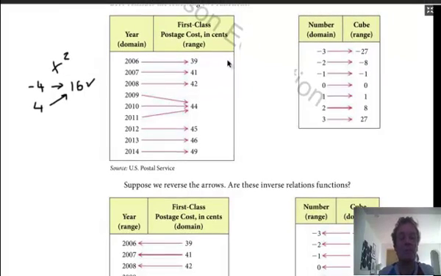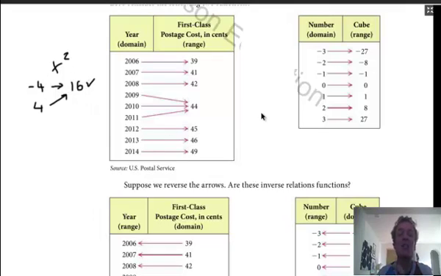Right, let's have a look. Now, this here is a function. Post office, prices of first class stamps. Can you see in 2009, 2010, 2011, the first class stamp was 44 cents. That's okay. Remember, you can have the same answer from different inputs. So same output from different inputs. The classic is the x squared graph. Look, -4 squared is 16 and +4 squared is 16. Different inputs, but same output.